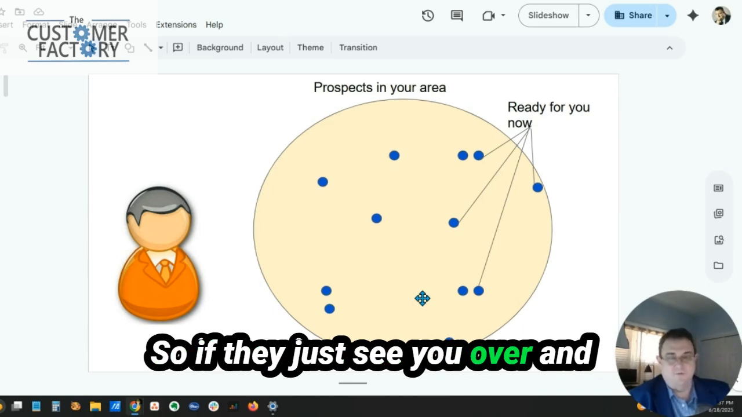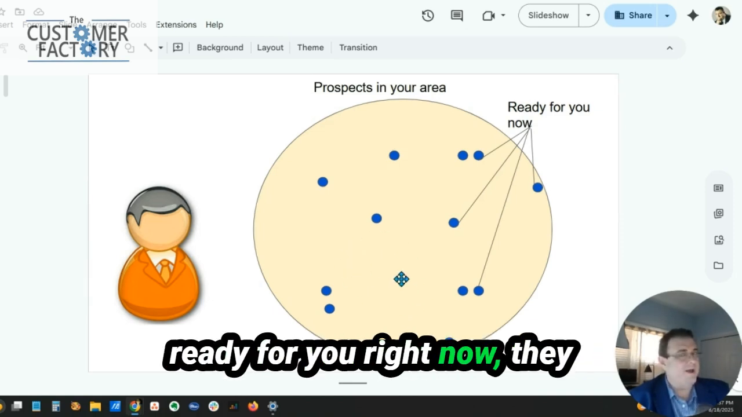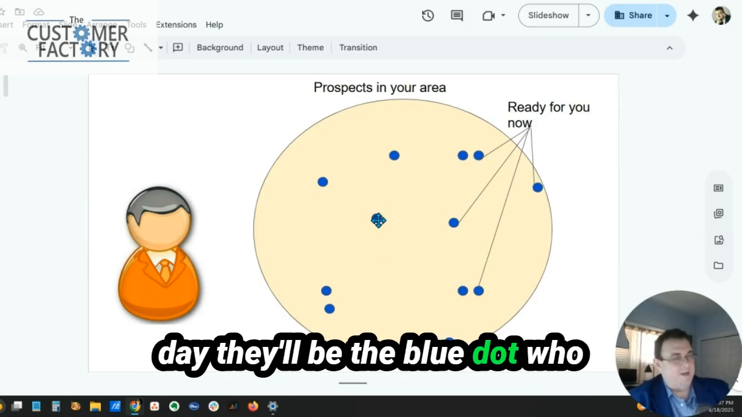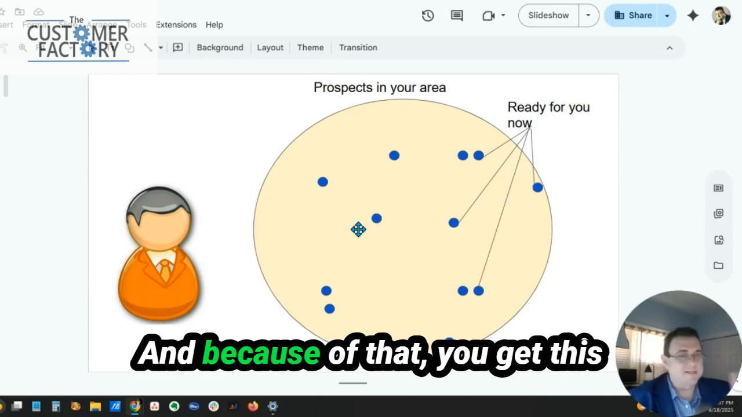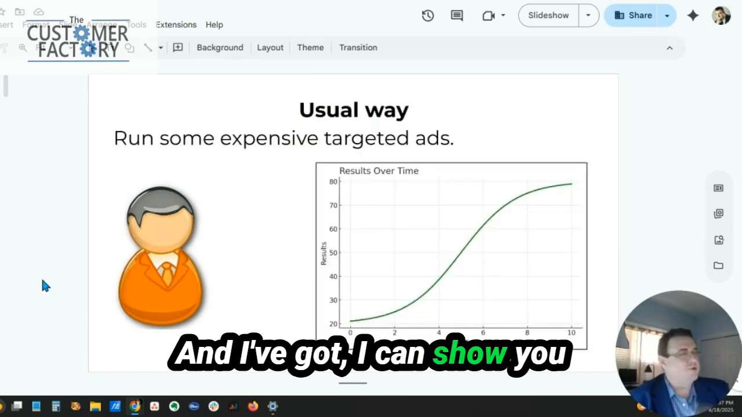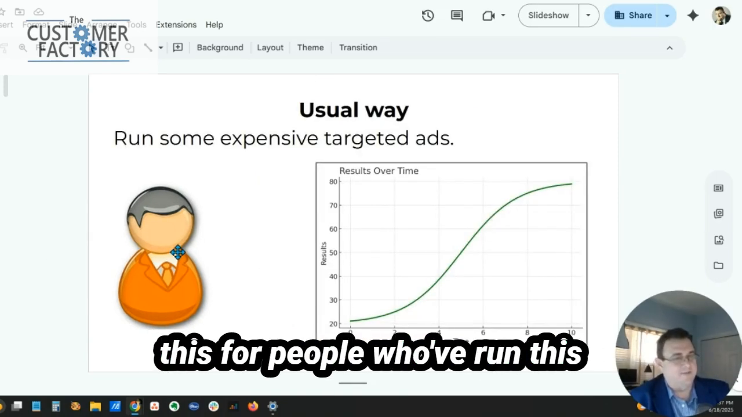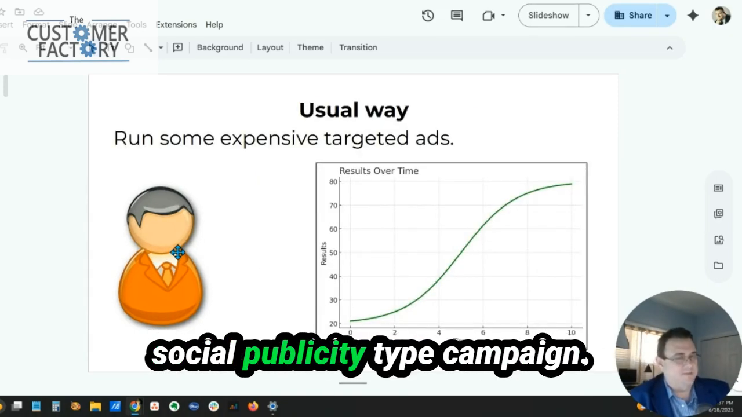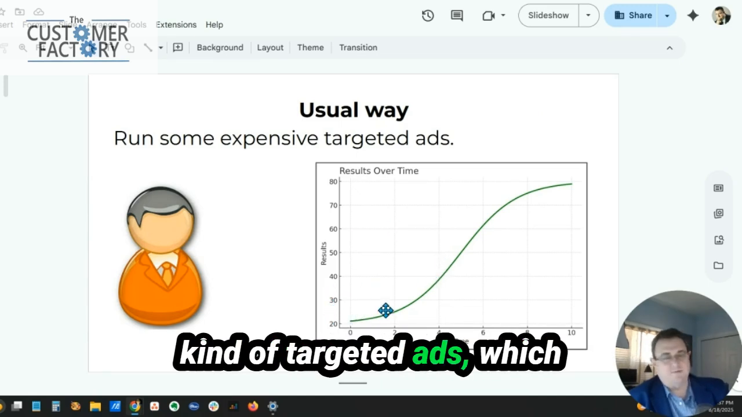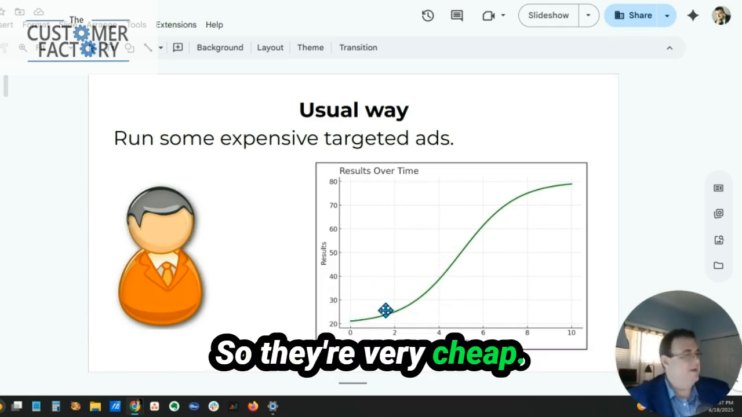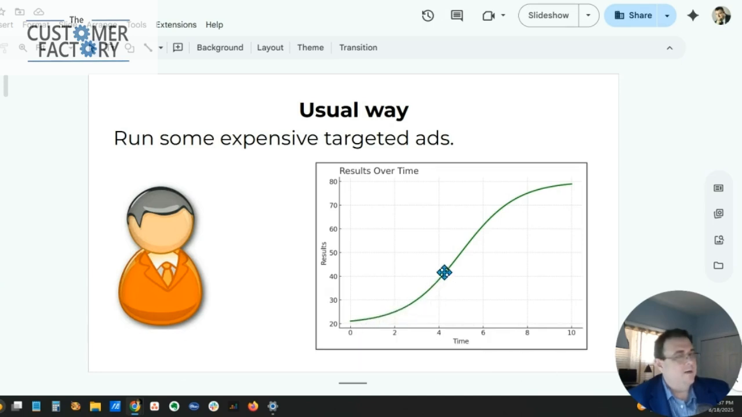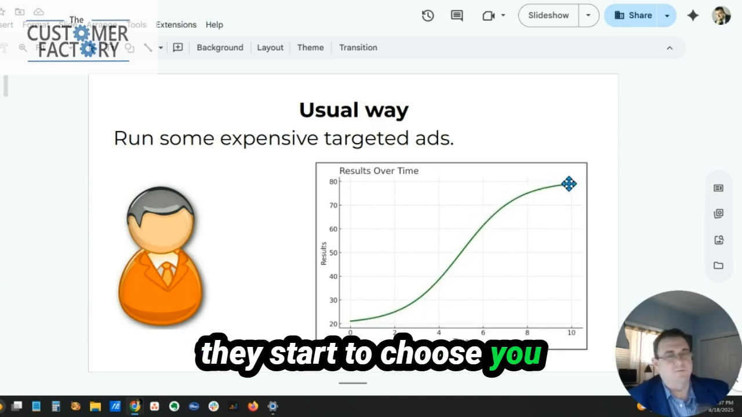So if they just see you over and over, even though they're not ready for you right now, they will be one day. And on that day, they'll be the blue dot who becomes your new customer. And because of that, you get this really different looking graph. When you measure this out, and I can show you hundreds of graphs like this for people who've run this social publicity type campaign, you're basically just running the inexpensive kind of targeted ads, which are targeted at everybody, so they're very cheap. And as more and more people know who you are, they start to choose you more and more often.